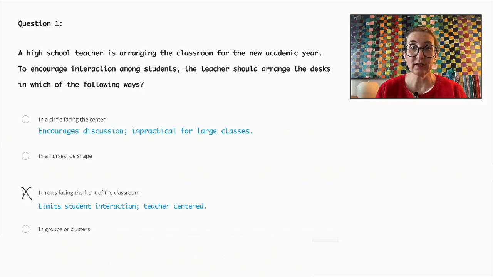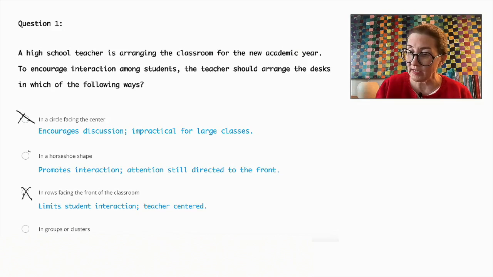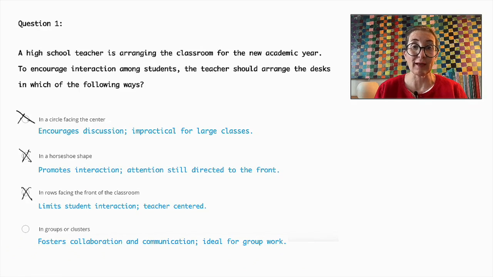Desks in a circle encourage discussion, but can be impractical for large classes and group work. So let's rule that out as well. A horseshoe shape allows for some interaction, but still focuses attention on the front. So we can also cross that out. The best arrangement is in groups or clusters, which fosters collaboration and communication, making it easy for students to work together on projects and discussions. Therefore, in groups or clusters is the correct answer.